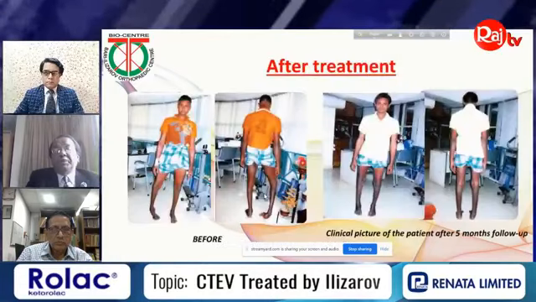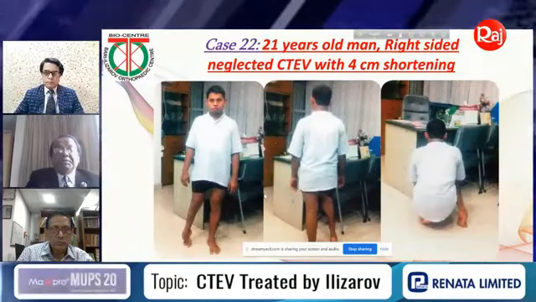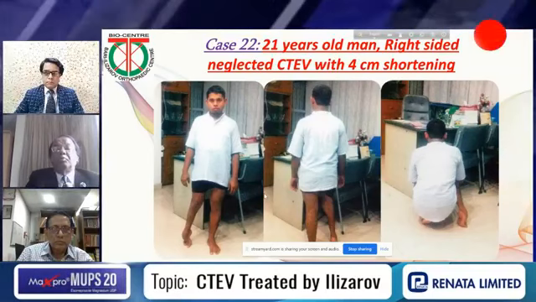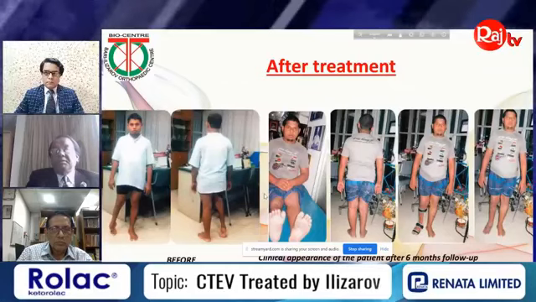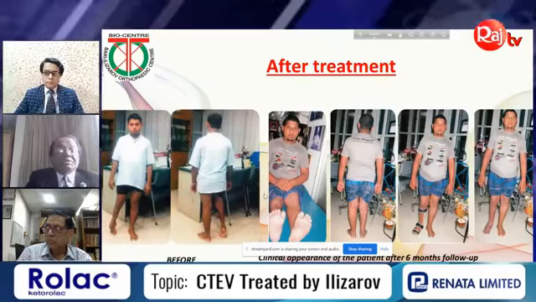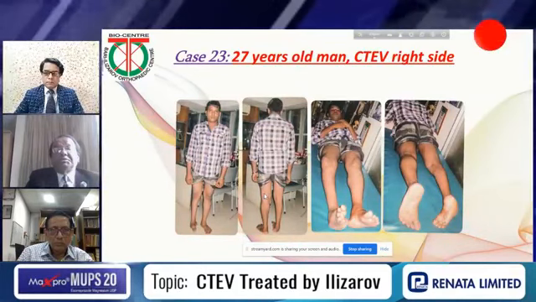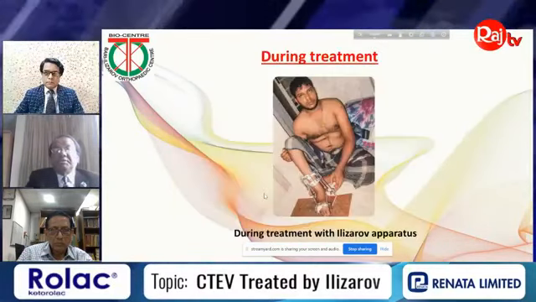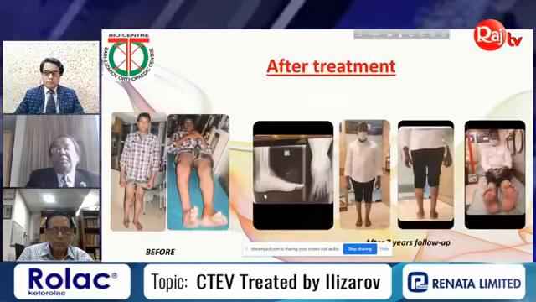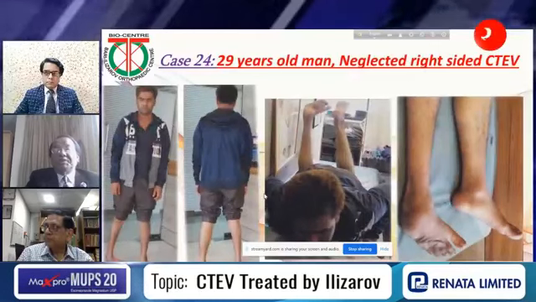And then put the apparatus. Now you can see the clinical picture, 4 centimeters shortening, 21 years old man with CTEV, and then corrected. This is the treatment. You can see left and right side, you can just compare. This is CTEV right side, 27 years old adult, you can see. Then during treatment with the apparatus, this is just final follow-up, you can see.